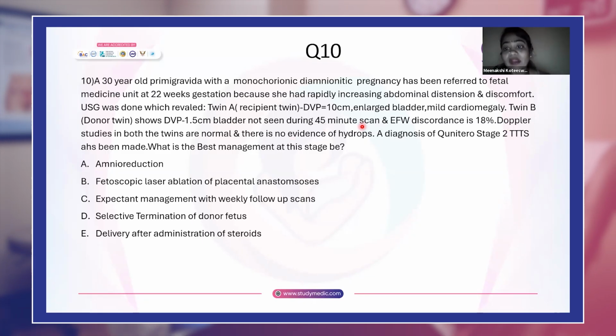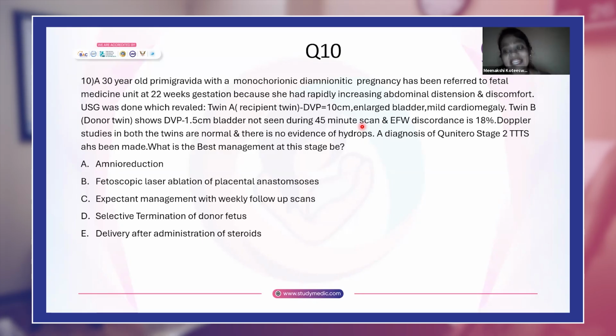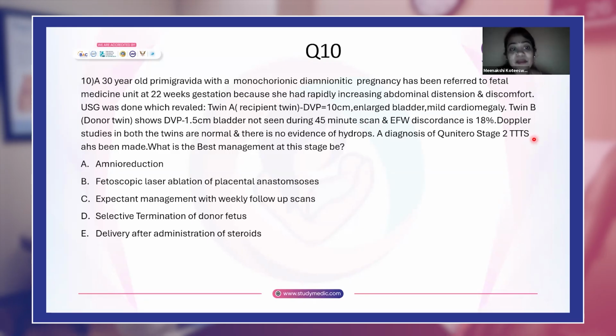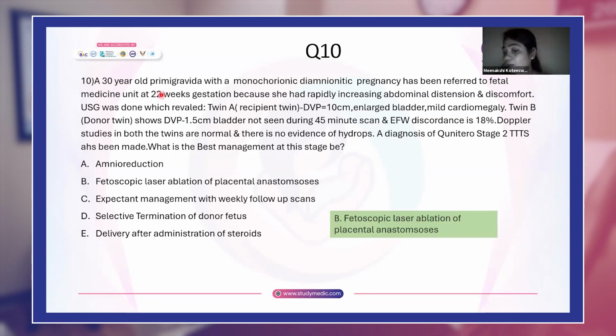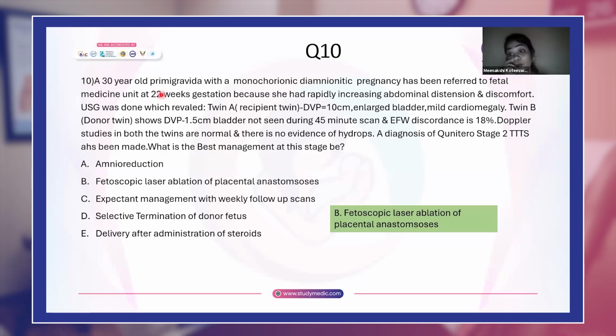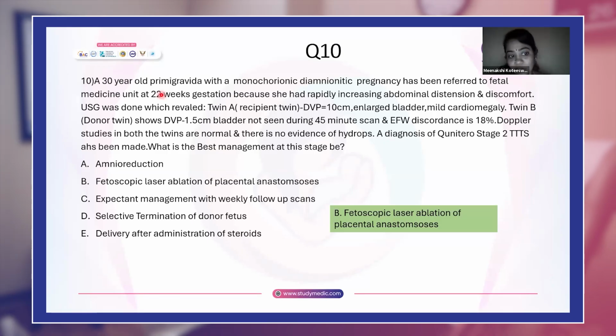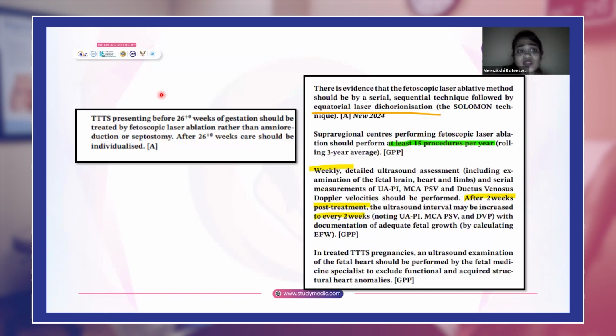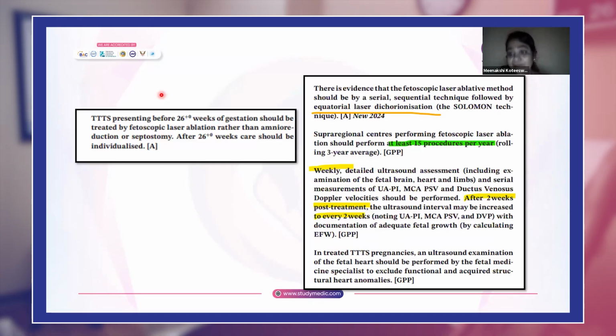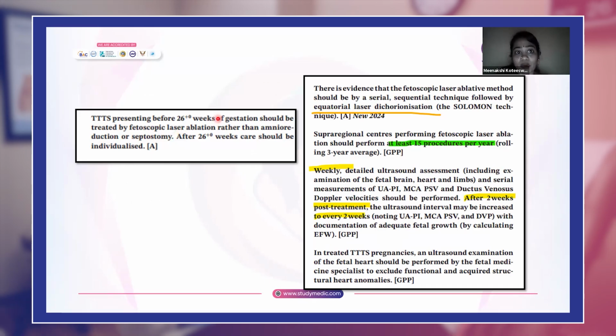When the Dopplers are normal, obviously it's not going to be anything beyond stage 3. So it has to be stage 2. A diagnosis of stage 2 has been made. What is the best management? Now that she is at 22 weeks and you've already diagnosed, the better option is definitely going to be fetoscopic laser ablation of placental anastomosis. They don't go for amnio reduction, that is not recommended. You better go for fetoscopic laser ablation. So when they're presenting under 26 weeks, it is better that you treat by fetoscopic laser ablation. That is very, very important.